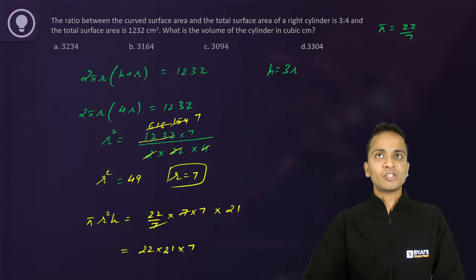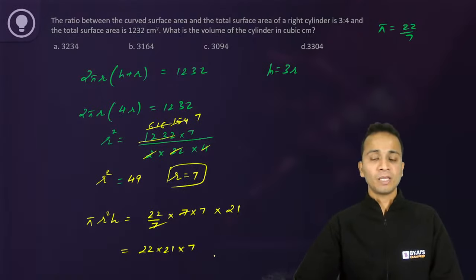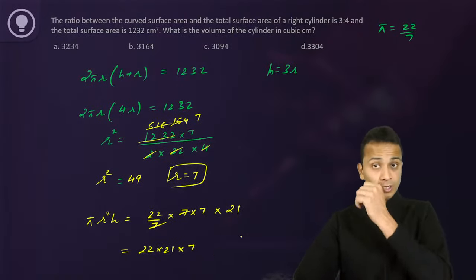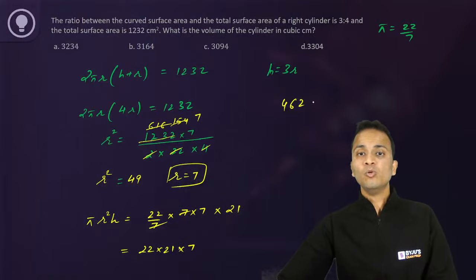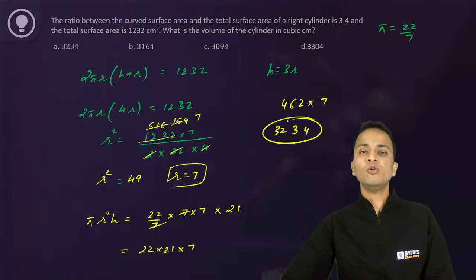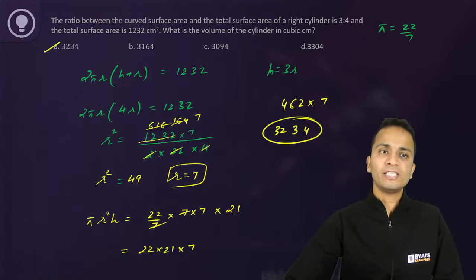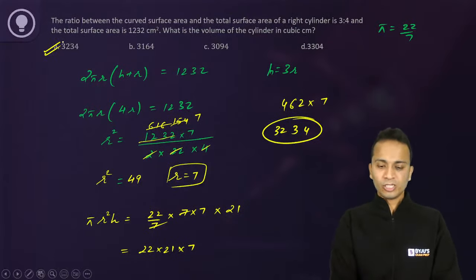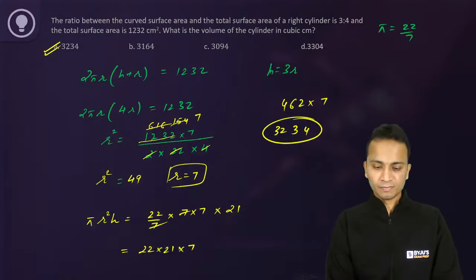Chalo, 21 ka square 441 plus 21, 463. No, 462. 462 multiplied by 7. ये आंसर होना चाहिए. So 7 into 2 14, 43, 4, 32. So 3234. 3234, yes, option में है. So 3234 will be the final answer.